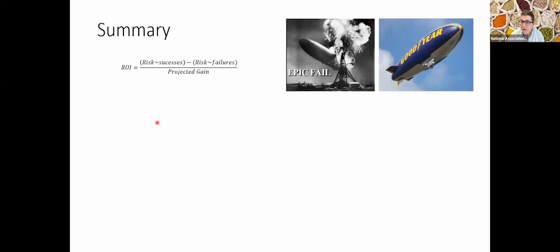So in summary, I have here an equation and then two images. One of them is the Goodyear blimp, and the other one is the Hindenburg. What I'm trying to show is that the return on investment, or return on effort in my own terms, is proportional to the risk that we undertake, which has some proportion to the amount of successes, minus the risk associated with the amount of failure, and then some projected gain. And that can tell us some information about the potential return on the breeding program in terms of the genetic gain.